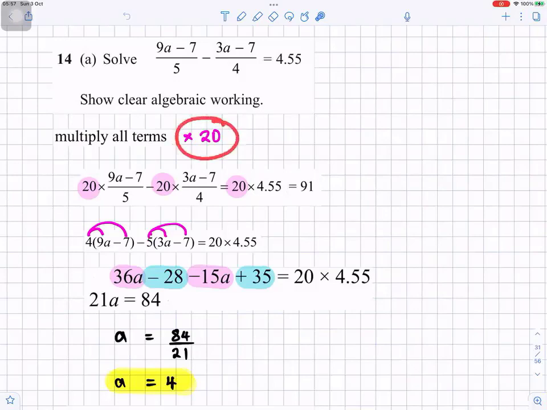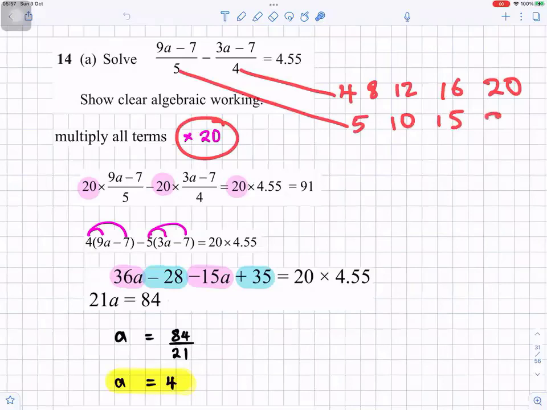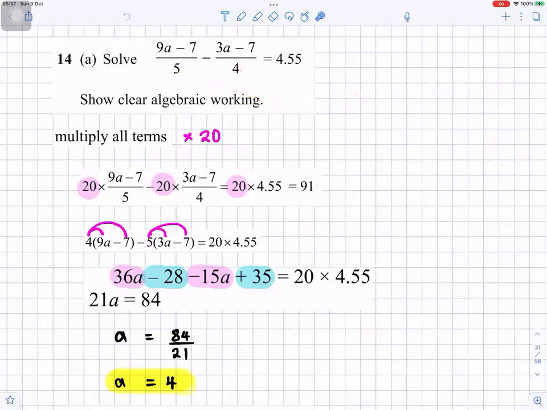Where did we get 20 from? 4 times table: 4, 8, 12, 16, 20. 5 times table: 5, 10, 15, 20. So 20 is the lowest common multiple. So times 20 on the left, times 20 there as well, and then times 20 on the right. So 20 divided by 5 is 4. 20 divided by 4 is 5.